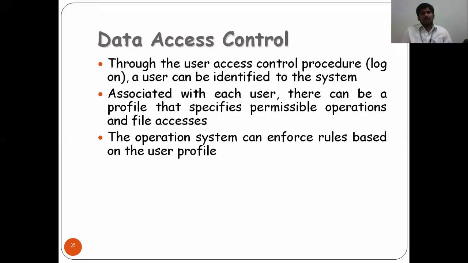So the operating system can enforce the rules based on the user profile. For example, on some websites we have premium access. We have Amazon Prime itself. So what is Amazon Prime? Like that, in some applications we also have Prime levels.